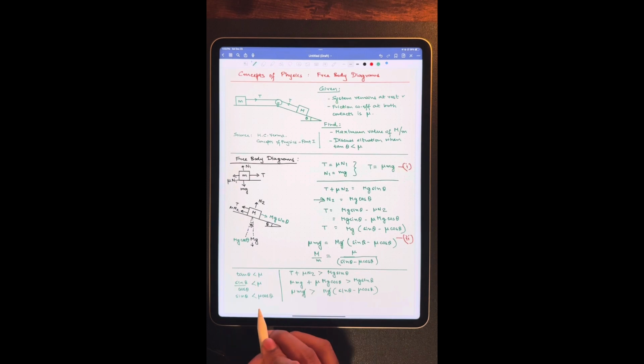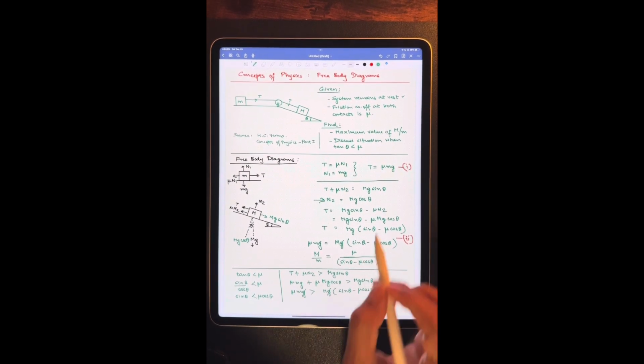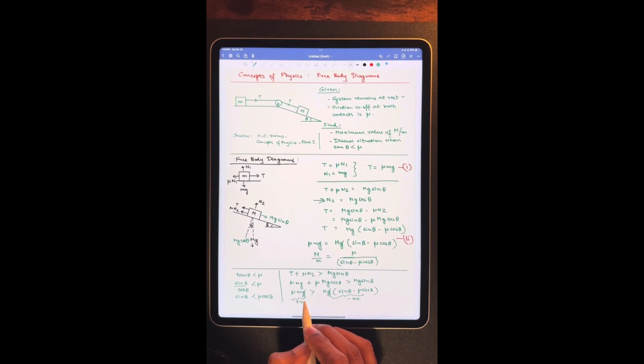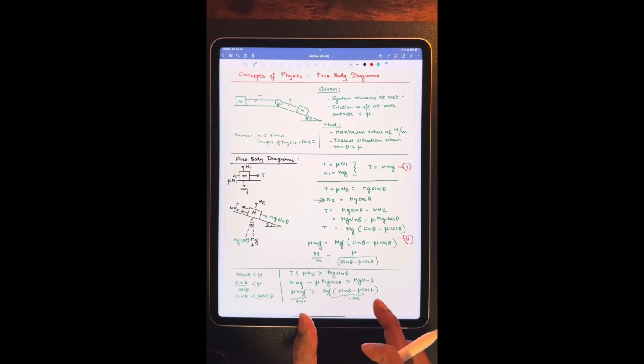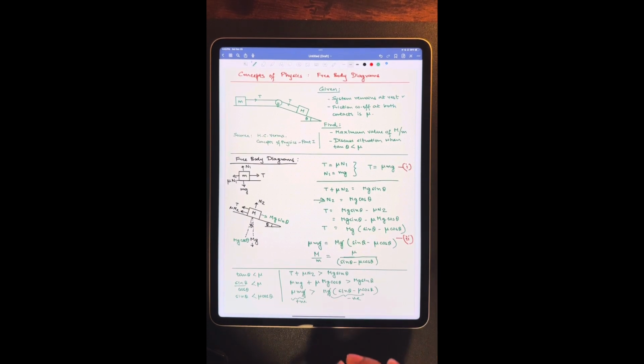And now you would see that if sine theta is less than mu cos theta, given the assumption, then this entire term becomes negative. But this term on the right hand side is a multiplication of mu and m. These are always positive, coefficient of friction and mass. So this is a positive value. Now this comes out as a general thing that a positive number is always greater than a negative number, which is always going to be true.